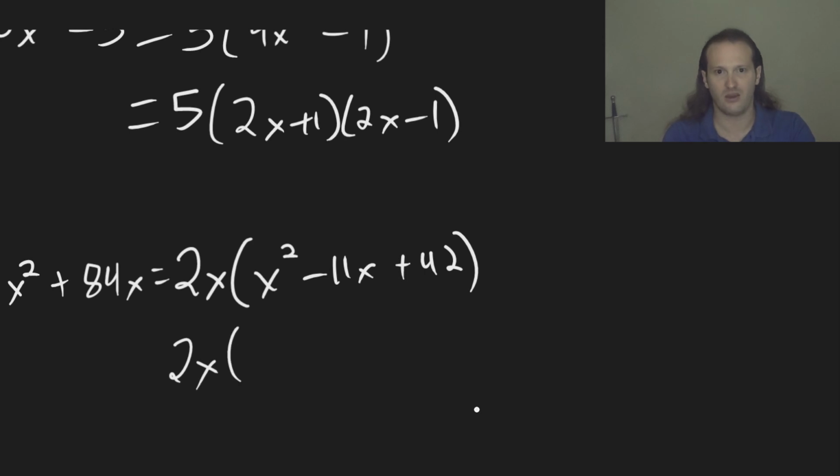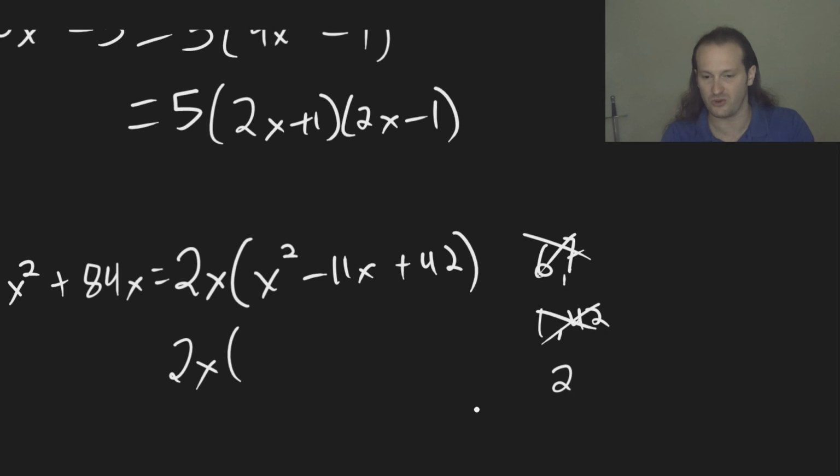I did that in my head. If you're not comfortable doing that in your head, write it off to the side. Obviously 1 and 42 is way too high for negative 11. 2 and 21, no, that can't make 11. They're too far apart from each other. Then you just keep going until you find the factor pair that works. 14 and 3 works.